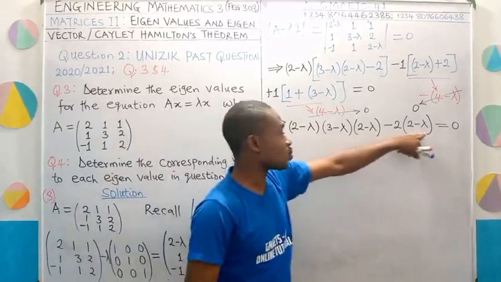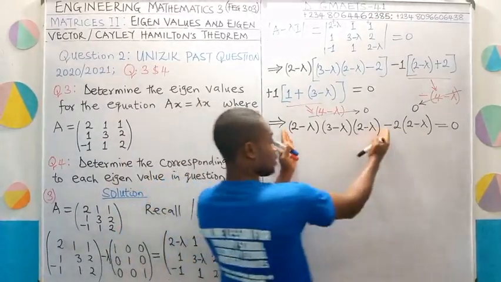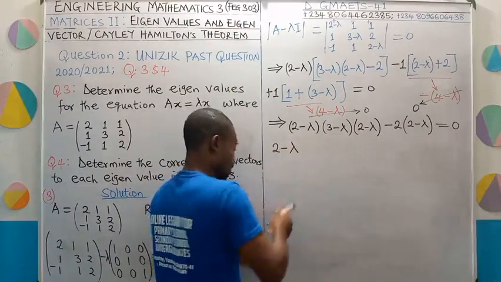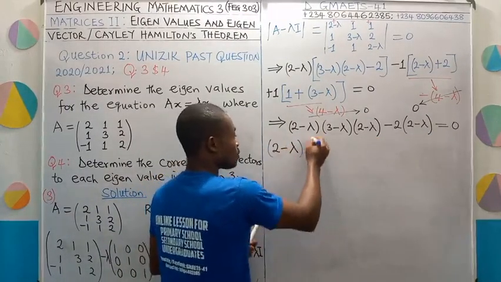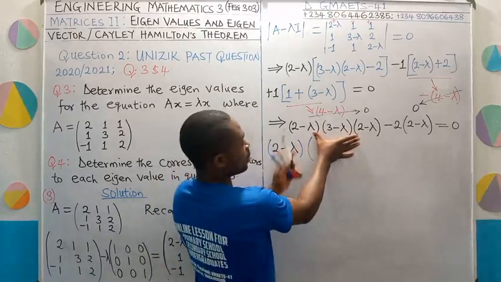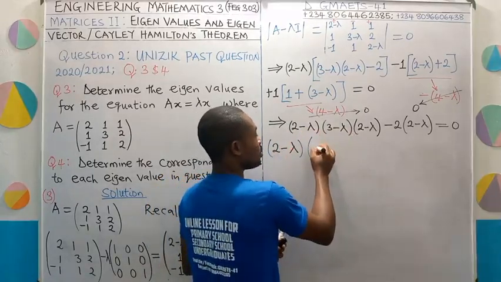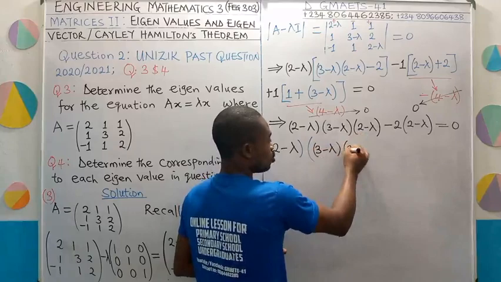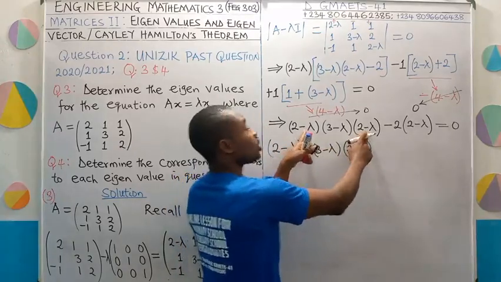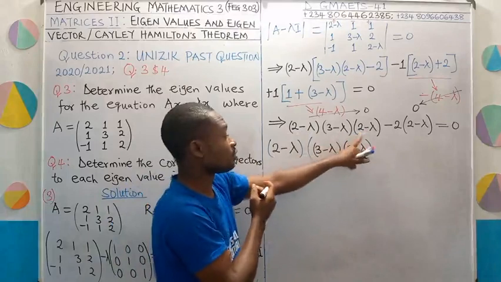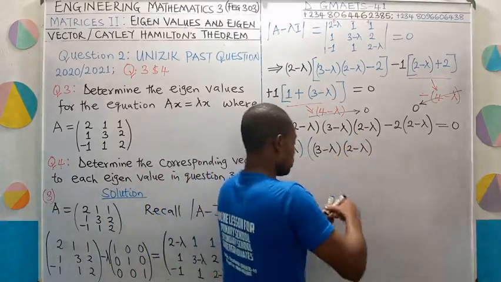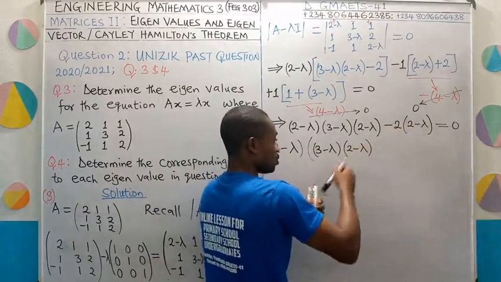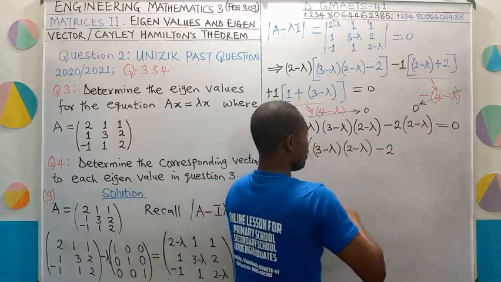If you look at this term and this one, something is common to both of them. 2 minus lambda is common, so we can factorize it out. Having pulled it out, remember from here you pulled out 2 minus lambda, so you'll be left with 3 minus lambda, and another 2 minus lambda. Remember, here we have two of them, so I just pulled out one. So this 3 minus lambda will be left, 2 minus lambda will be left. Good. And then coming here, this 2 minus lambda was also pulled out, so you'll be left with minus 2. So I'll fix that minus 2.